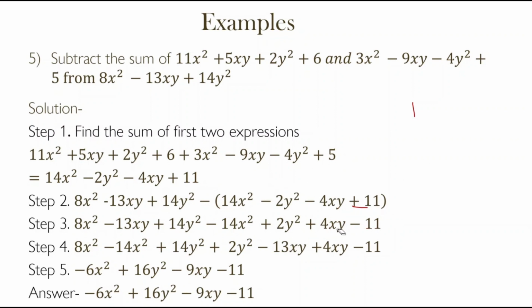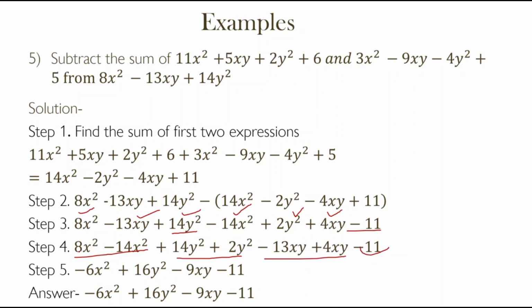Right? Now solving it, collecting the like terms together. So 8x square, there is another x square term which is minus 14x square. So writing them both together. Then writing 14y square, you can put a tick that we have used this term and this term. Similarly 14y square plus 2y square. So writing them together. Then there is minus 13xy plus 4xy, writing them together. And then we are left with just the minus 11, so writing it alone.